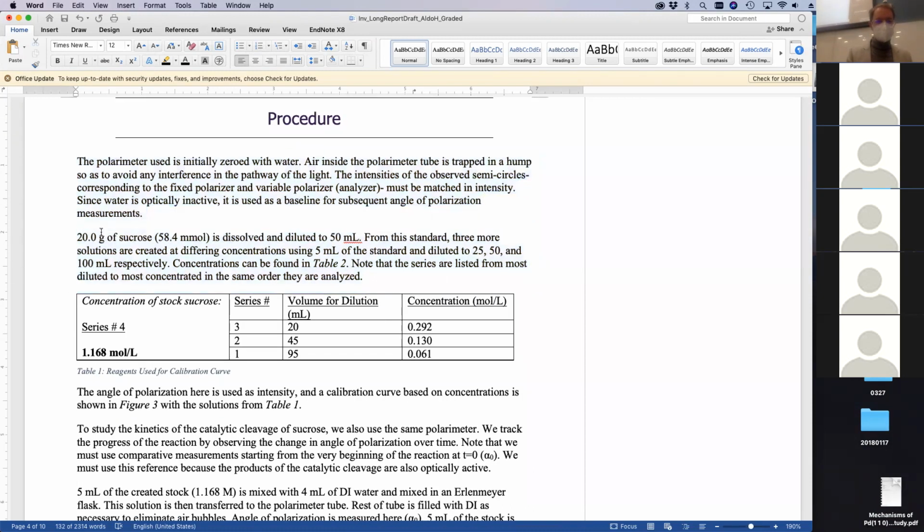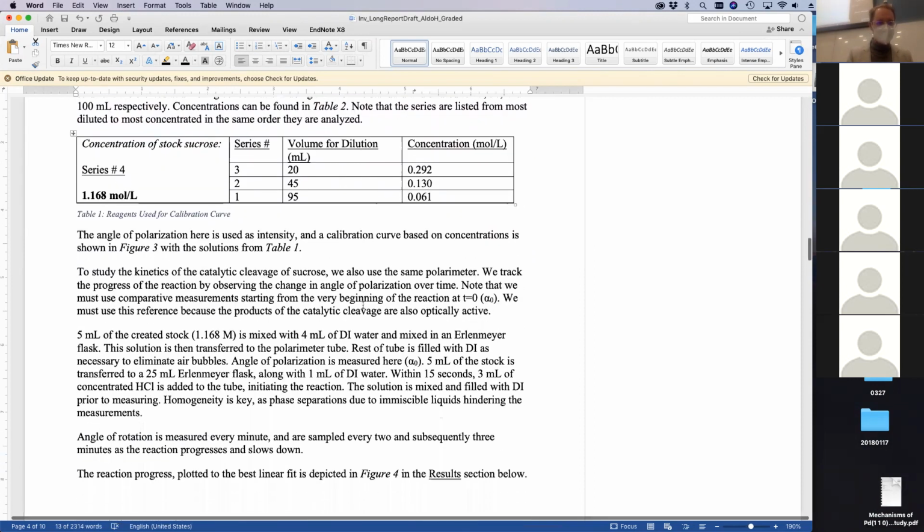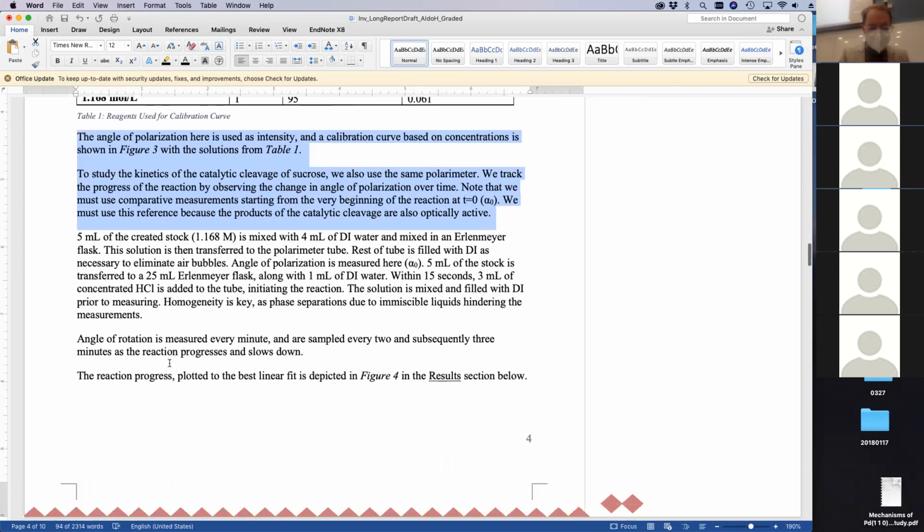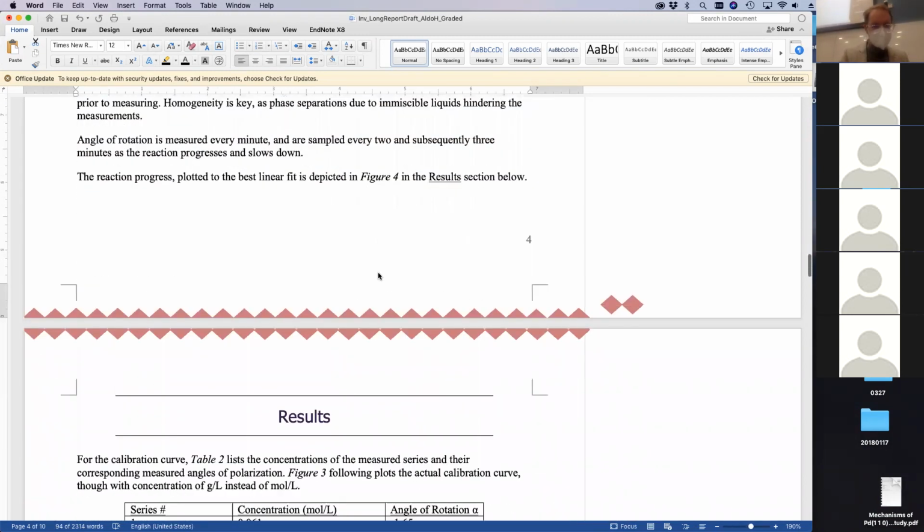Okay, so they explain the procedure, exactly how they prepared the sample by basically dissolving sucrose in water. They include a table to avoid having to put everything in this paragraph. That would be tedious. Then they explained how they measured the polarization and how they used that to look at the kinetics, right? So they're measuring polarization versus time. Okay. Yeah, we don't have to go through all the details.